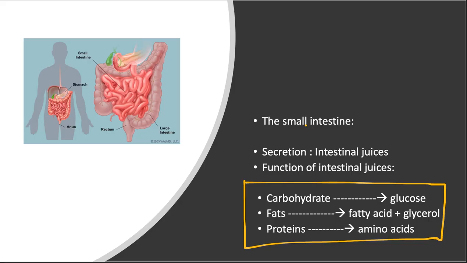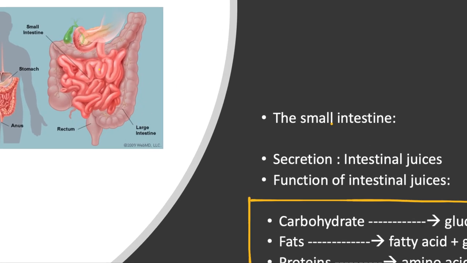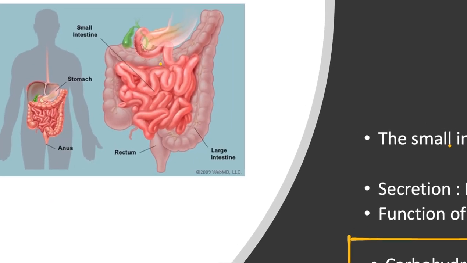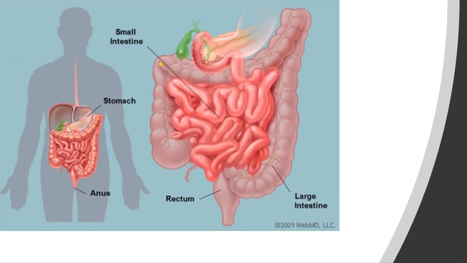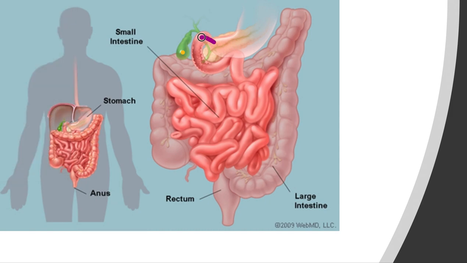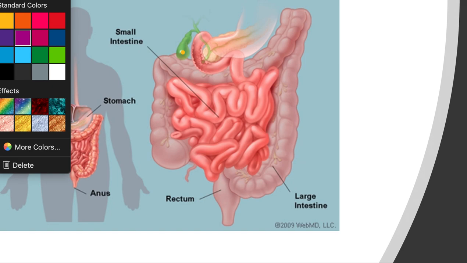So I had told you about the secretions of the liver and the pancreas. I told you the liver secretes the bile juice, which is sometimes stored in the gallbladder, and the pancreas secretes the pancreatic juice. So now what happens is, when the food moves out of the stomach and inside the small intestine, that's the starting of the small intestine.